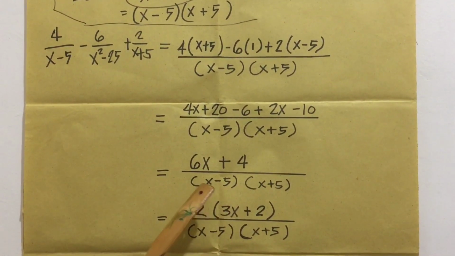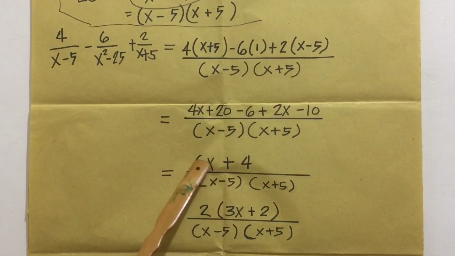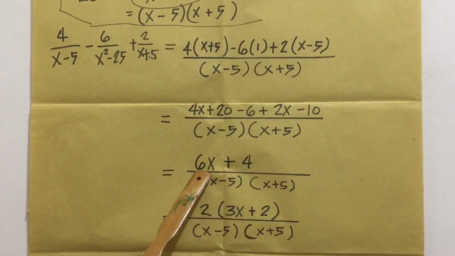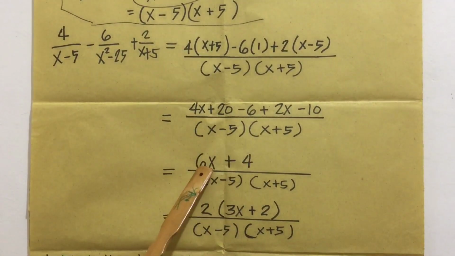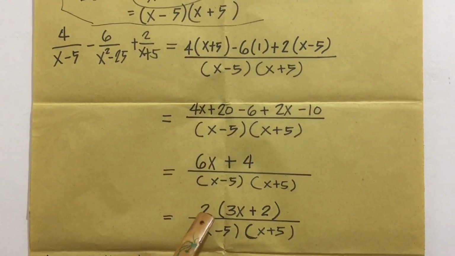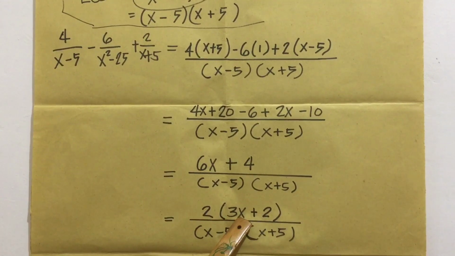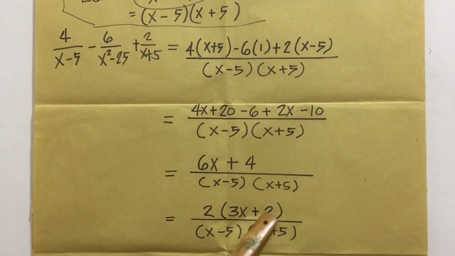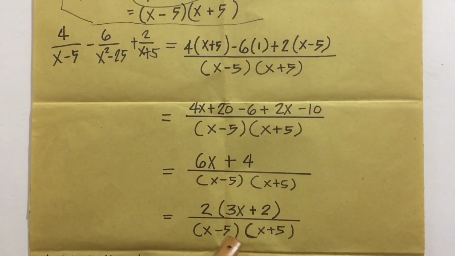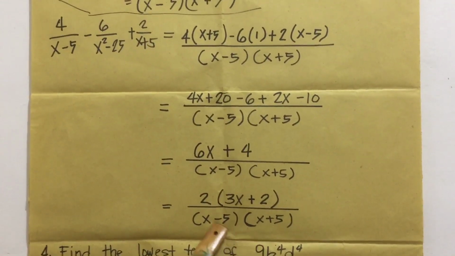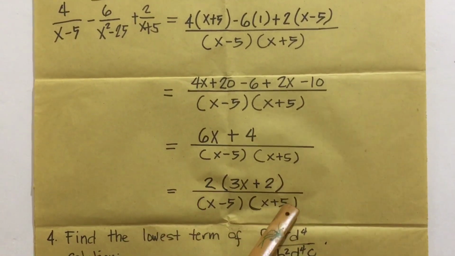Okay, next, we have to factor the numerator. The number that we can factor for 6 and 4, the common is 2. So write common here 2. Then divide 6x divided by it equals 3x. Then 4 divided by it equals 2. And copy the denominator. So this will be our final answer.